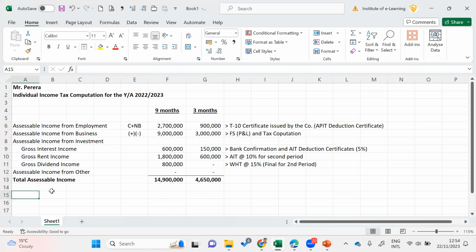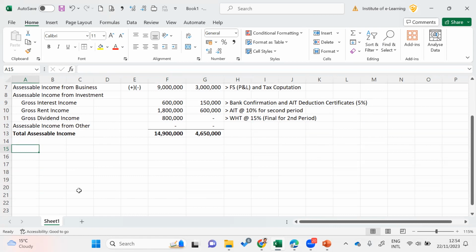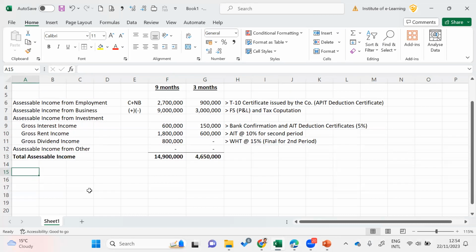Once you get total assessable income, you can deduct the reliefs and qualifying payments. First of all, I will take relief. First relief, I will take rent relief. First, for the first period, rent relief.